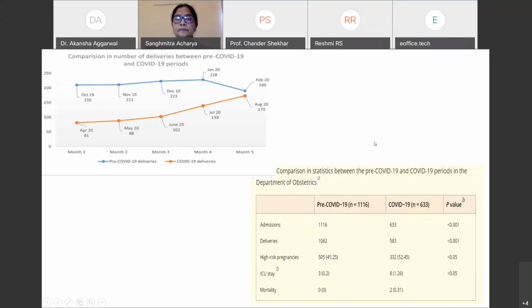In the table, they are showing a comparison in statistics between the pre-COVID and COVID time periods. The number of admissions, if we compare them, has reduced by almost 45%, and so has the number of institutional deliveries. If we look at three important parameters, high-risk pregnancies, ICU stay, and mortality: high-risk pregnancies, in percentage, have increased from 45% to 52%, whereas ICU stay and mortality have also seen a significant increase during the COVID times.